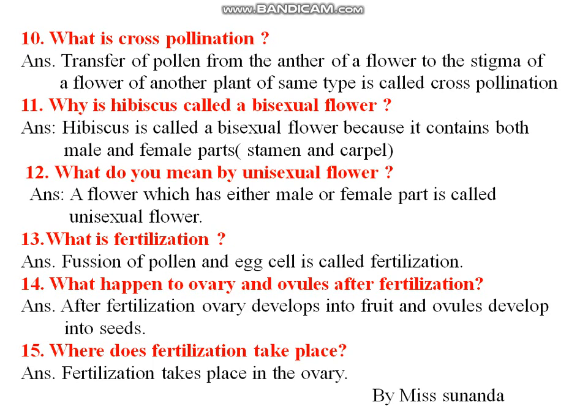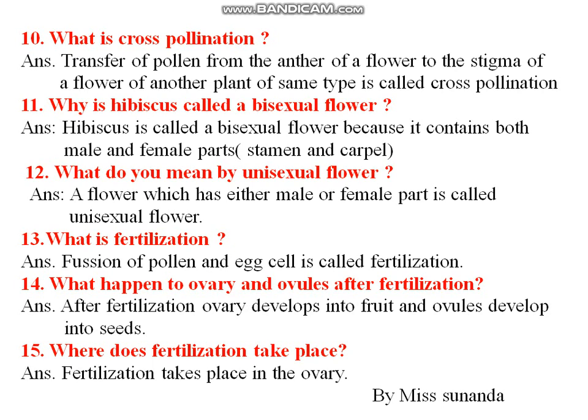Now, why is hibiscus called a bisexual flower? Hibiscus is called a bisexual flower because it contains both male and female parts. I have told already, that is stamen and carpel, because hibiscus contains all the four parts: sepal, petal, stamen and carpel. That is why it is called a bisexual flower. Now, what is a bisexual flower? A flower which contains both male part, that is stamen, and female part, that is carpel, is called a bisexual flower.